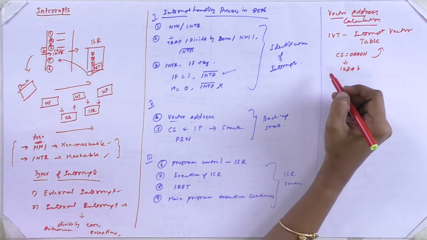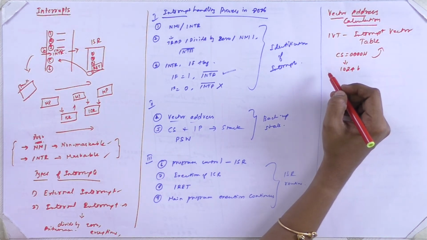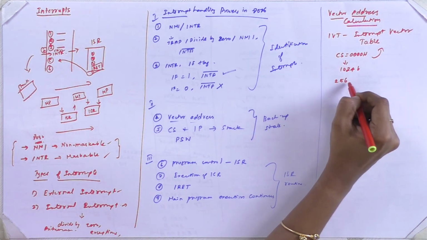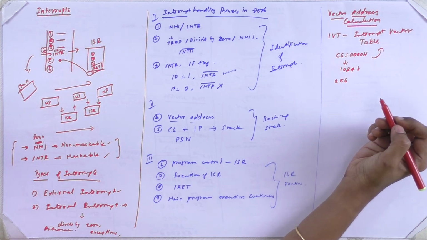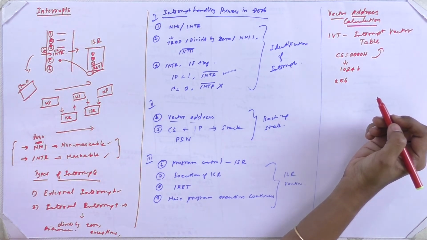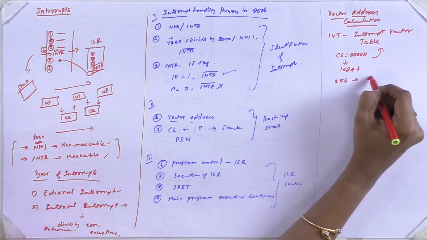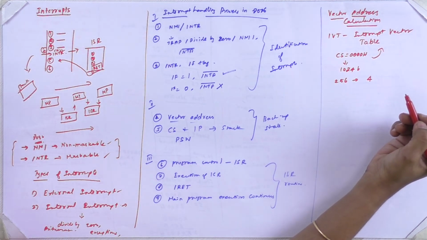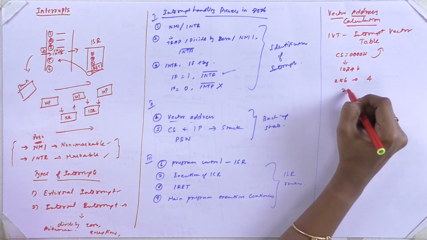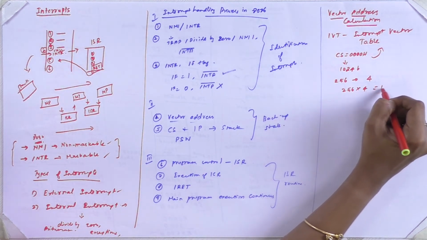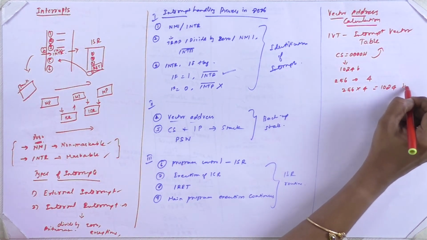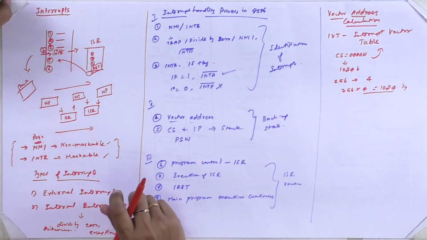So the total types of interrupts available in 8086 are 256, and for each type of interrupt it requires 4 bytes of addresses. So totally 256 into 4, that is equal to 1024 bytes will be entirely occupied.